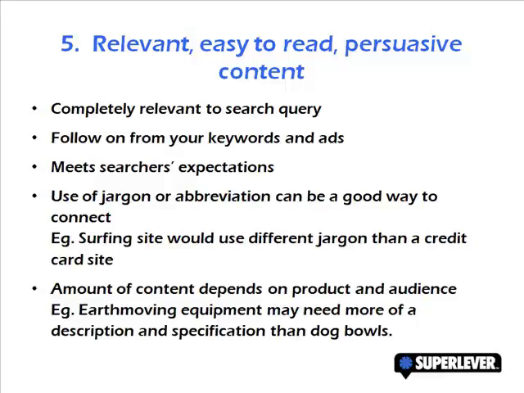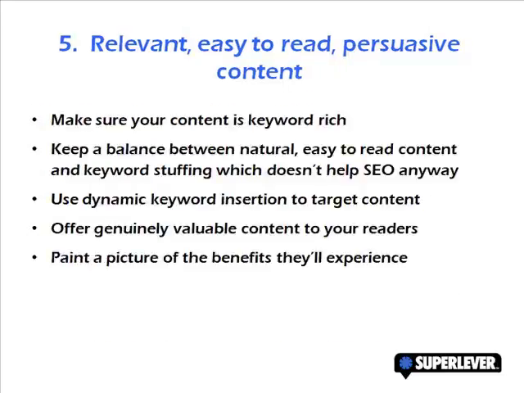So another example here, earth moving equipment would need more of a description and more, say, a technical specification than a dog bowl. Likewise, someone who's actually searching for earth moving equipment would require more information than someone searching for dog bowls. Above all, make sure that your content is keyword rich, and you still need to keep a balance between natural, easy to read content and keyword stuffing to try and wangle search engines. Sounding redundant and repeating keywords doesn't help to persuade the customer and doesn't usually work on Google anymore either.